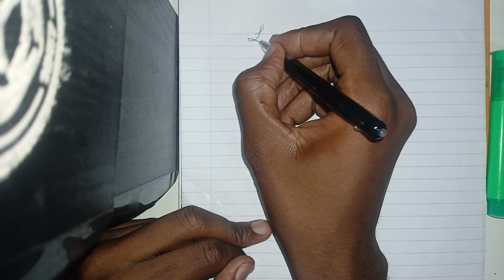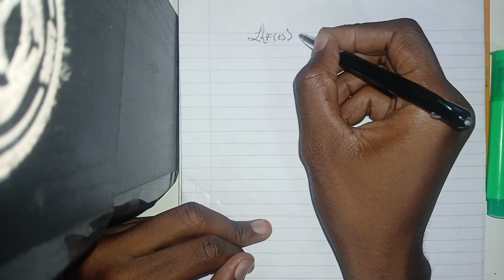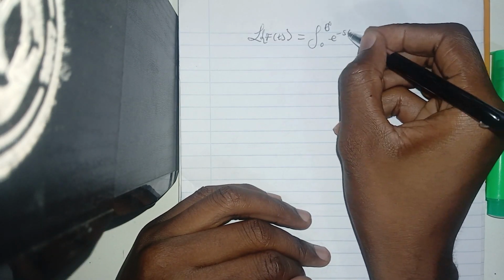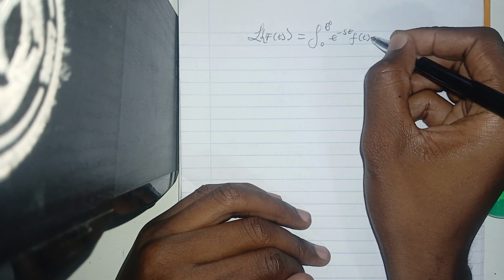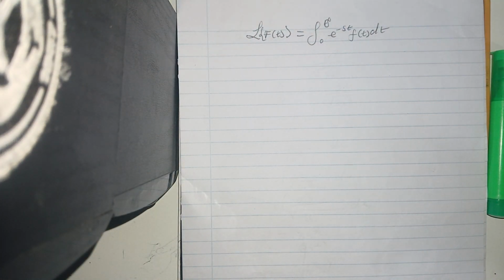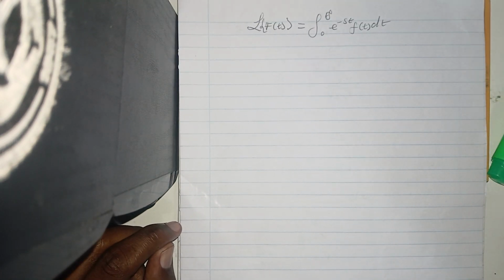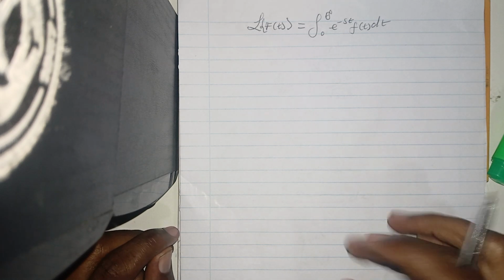In this one, I will be doing the combination of Laplace transform, so that means it's the first shifting theorem. As you know, the Laplace transform of f of t is equal to the integral from 0 to infinity of e to the power negative st f of t. We did this, I even did some proofs. So now here we'll be dealing with the combination of the Laplace transform.